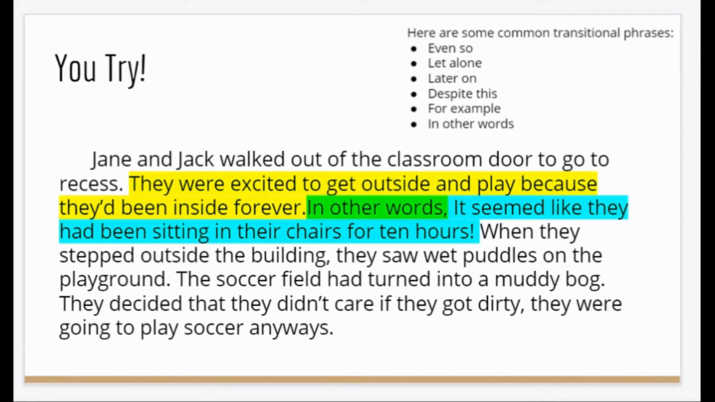Here's one I thought of using the transitional phrase in other words. So they were excited to get outside and play because they'd been inside forever. In other words, it seemed like they had been sitting in their chair for 10 hours. So I like that because both sentences kind of say the same thing. It just really elaborates and drives that point home.